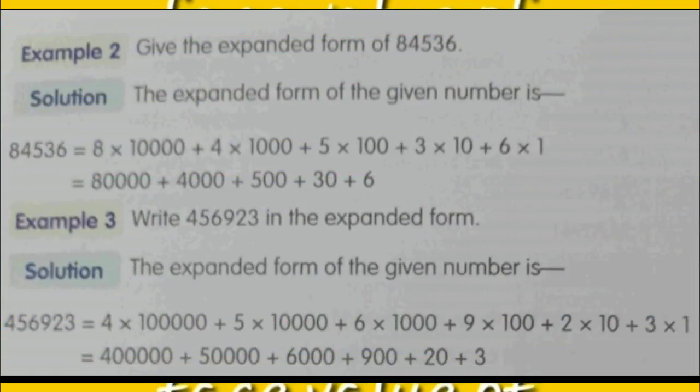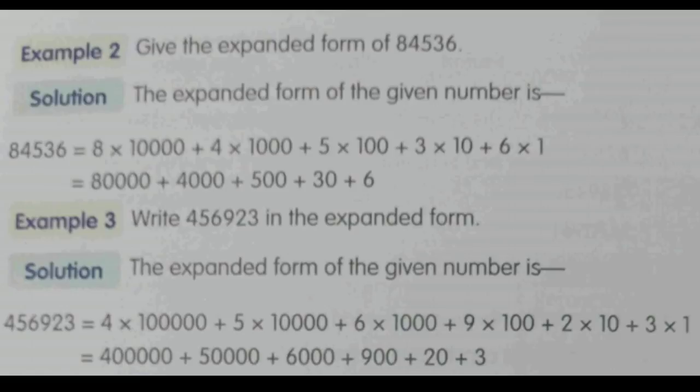Likewise, in the given example that we have discussed earlier, the expanded form we have written in the solution, but the standard form is written in the question itself. So this 84536 is the standard form of the 80,000 plus 4,000 plus 500 plus 30 plus 6. Similarly, in the example 3, the standard form is 456923, which can also be written as 4,56,923. So this is the standard form, whereas 4 lakh plus 50,000 plus 6,000 plus 900 plus 20 plus 3 is its expanded form. So I think the concept of expanded form and standard form is clear to you.